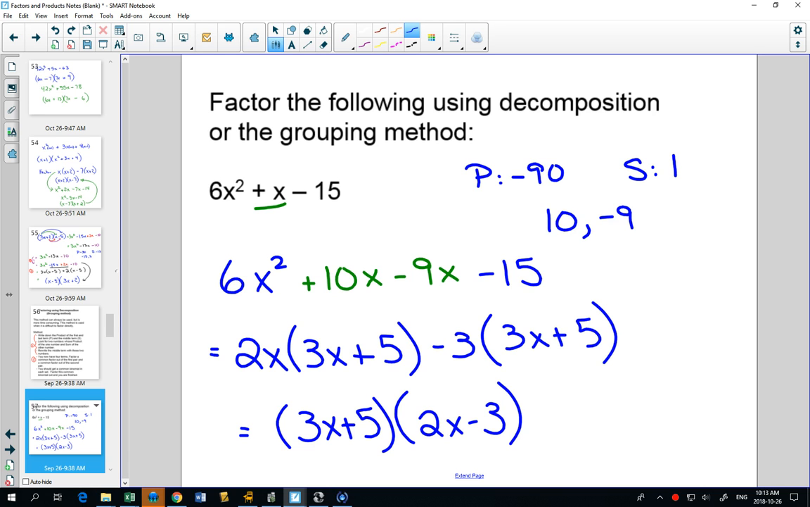When you are done the grouping method, just like when you're done the regular factoring method, you should check. Do my first ones match up with my first number? Yes. Do my last ones, negative 3 and negative 5, do they match up with negative 15? Yes. Do my outside numbers and inside numbers make plus 1? Negative 9 plus 10, yes. Plus 1. You're liking this method? A lot. You're liking it a lot. Okay, good.